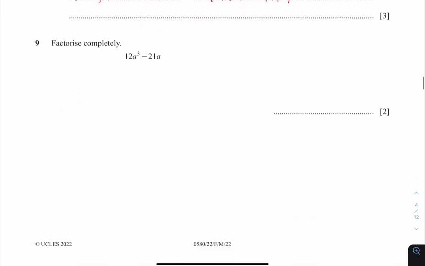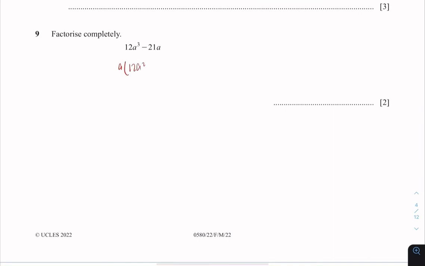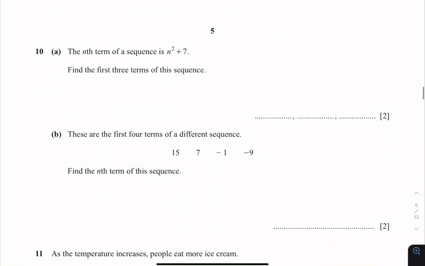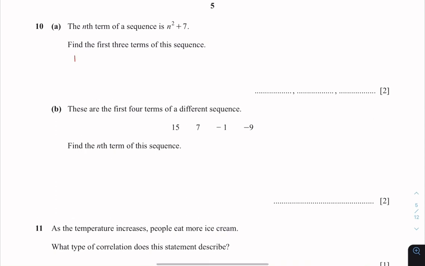So question 9 is just factorization. So first you take the a out and then you take the 3 out, giving us 3a(4a² - 7). Next we have question 10.